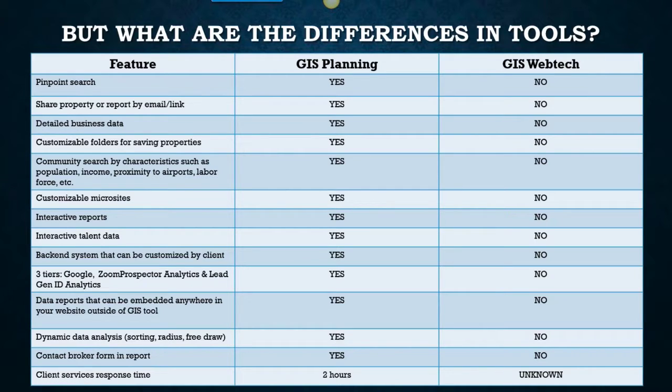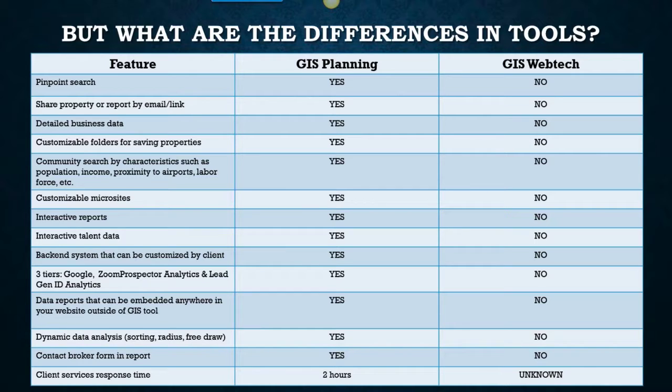Customizable folders. We're launching a new platform for our GIS tool, and it has the ability to customize folders for each project. So if you have Project Green or Project Yellow, you can assign different properties into those folders and email that folder to an end user.